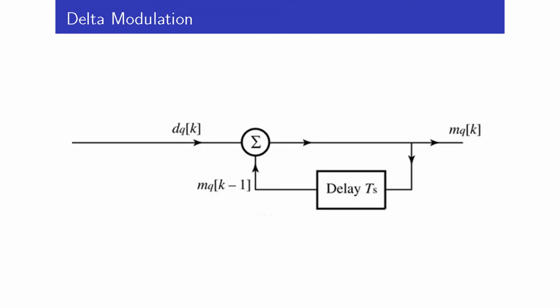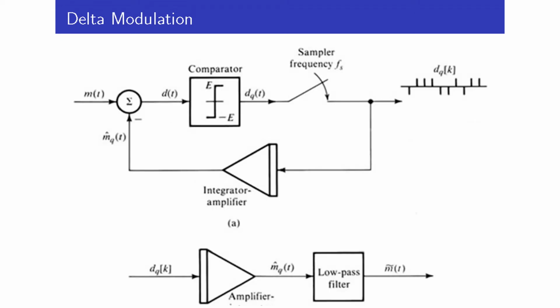Here is our decoder, in which again we have our predictor as a single delay element, and hence our m hat sub q of k is just m_q of k minus 1. Consequently, we might see that the implementation of the delta modulation encoder and decoder are as follows. On top, we can see the encoder, and at the bottom, we see the decoder. Let's start with the decoder.